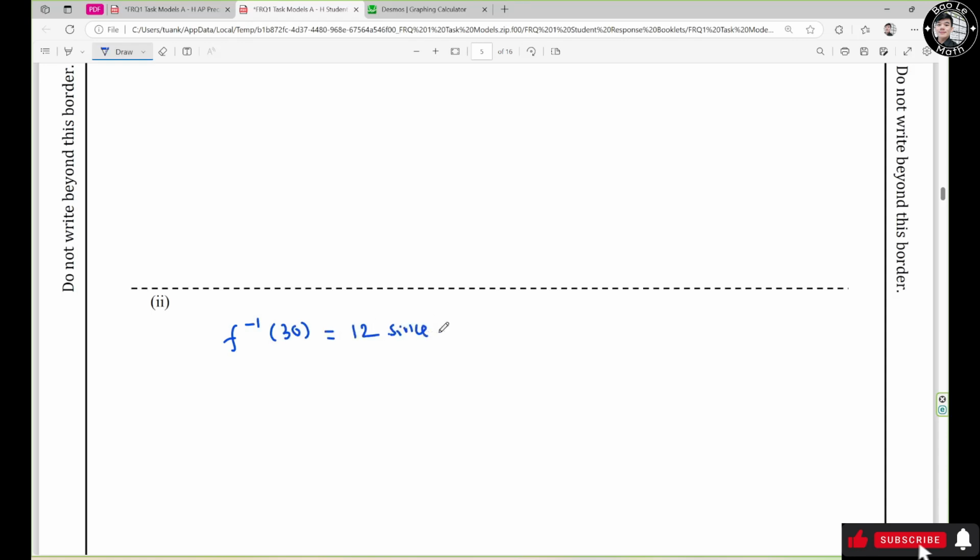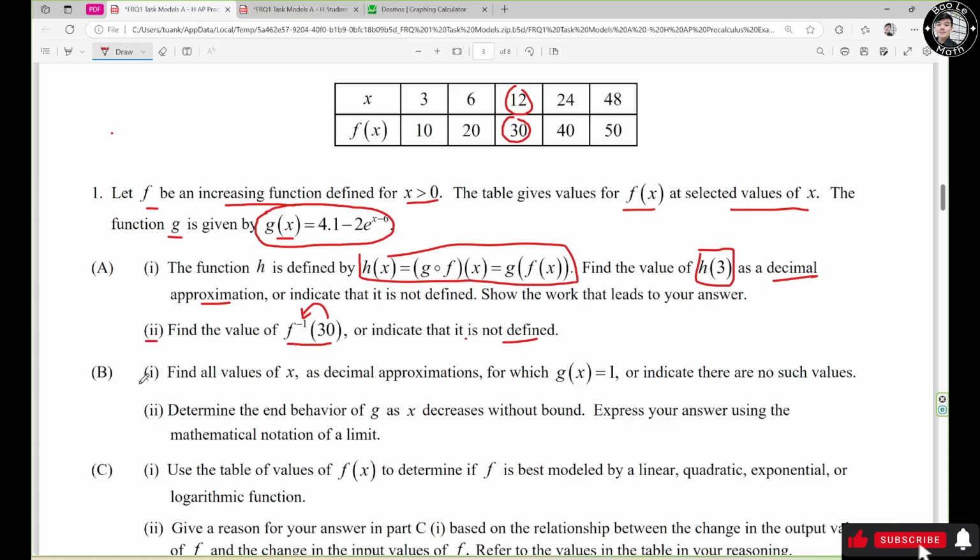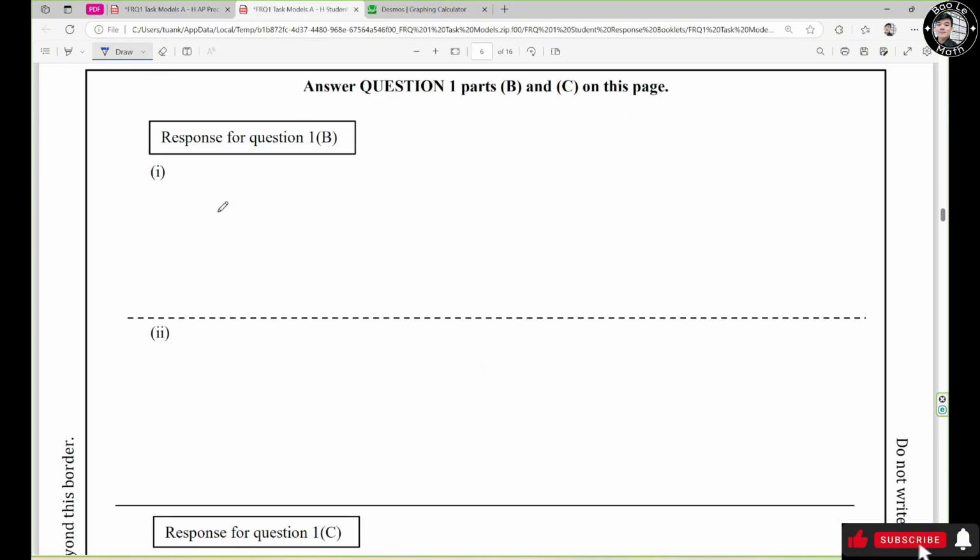since f(12) equals 30. Now let's move on to B (i). Find all values of s as a decimal approximation for which g(s) equals 1. Alright, g(s) equals this expression, so we let this equal 1, right? So we need to solve this right here. So g(s) = 1 when 4.1 - 2e^(s-6) = 1, right?